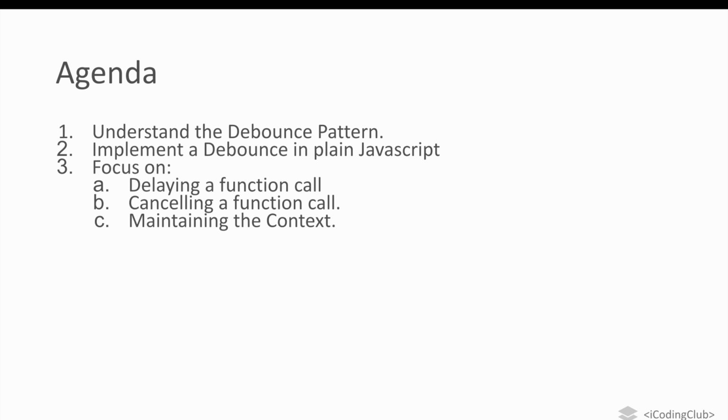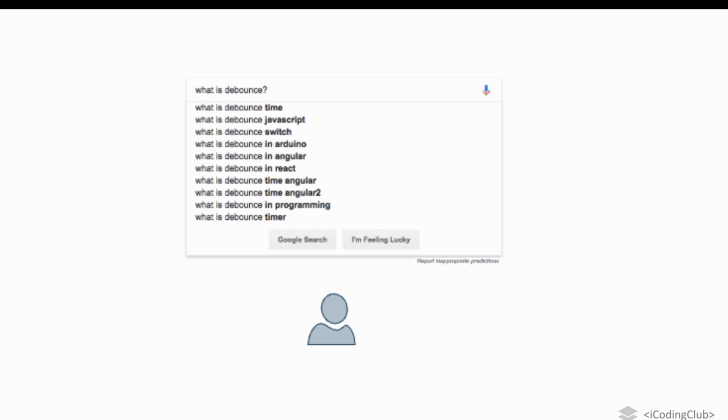That is how we can delay a function call, how we can cancel a function call, and how we can maintain the context. So more on these topics when we go to the code part of it. But first, let's understand what is the practical use case of debounce.